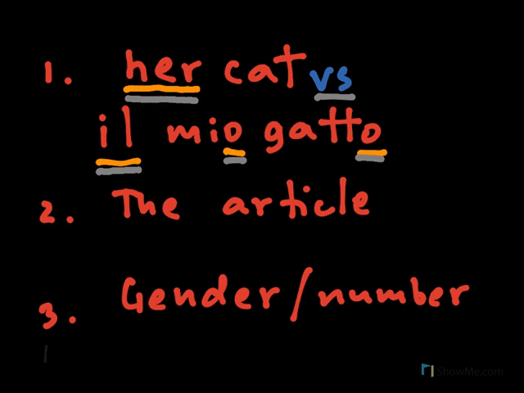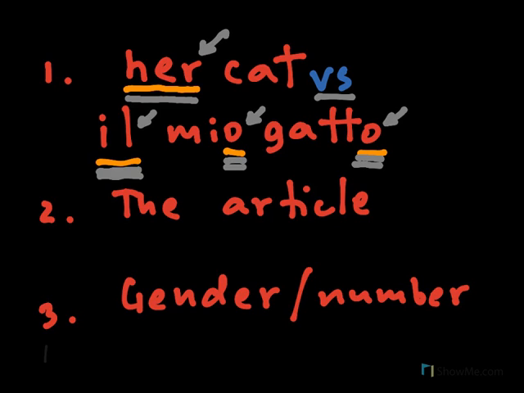So you see that gatto ends on o, masculine, mio ends on o, and it follows the noun gatto, and il, the article, is masculine as well. So basically, instead of knowing who the owner is, male or female, it gives you the information about the cat. In English, it occasionally gives you the information, and in Italian, it always gives you that information about the item owned, and never about the owner. So that's the difference.